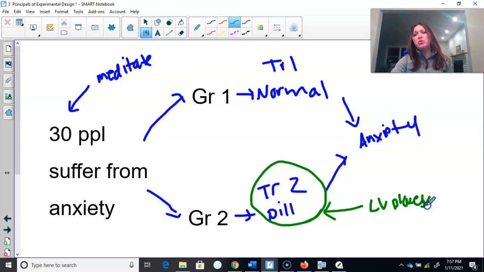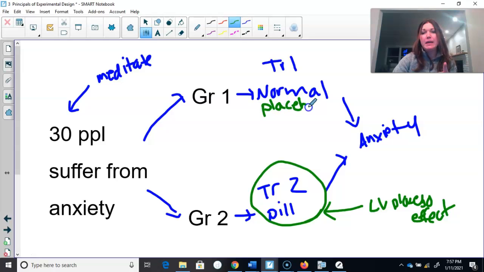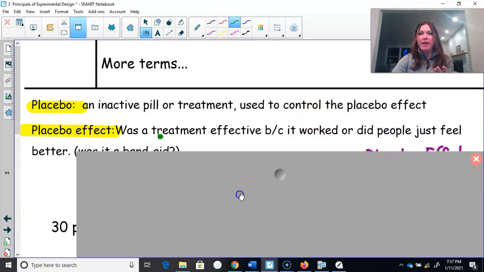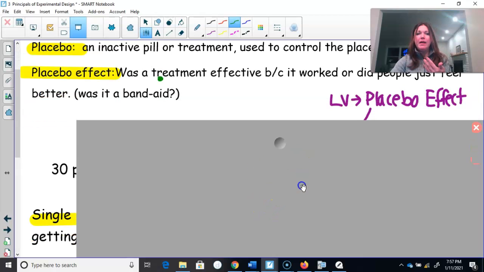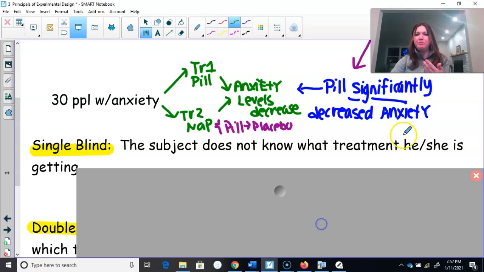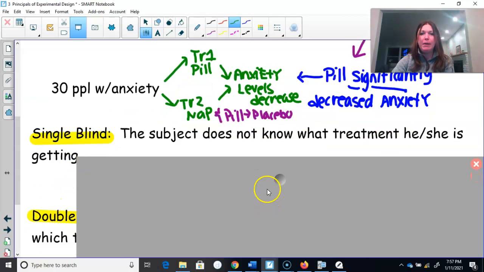So what we do to control that is we actually give everyone a pill. So we'd say, hey, these 30 people, we're all gonna meditate still, but group 2 will get the actual pill, and group 1, they're gonna get a placebo pill. And that placebo pill, well, that is a sugar pill, and that's used to control that placebo effect. Now, I talked about this here. Don't worry about what I have here because I already talked about it.